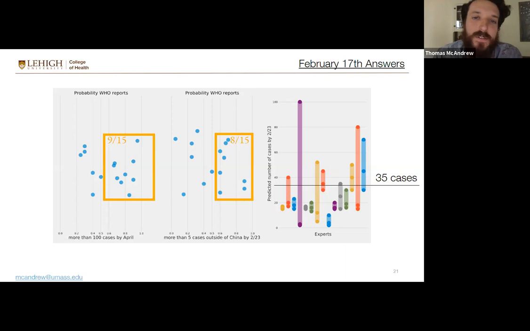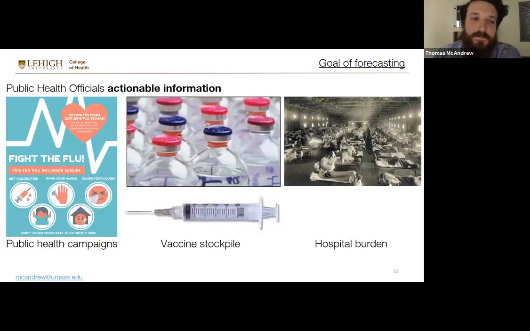Next slide, please. The goal of forecasting, at least for me, is to provide public health officials actionable information, information that we can give them to support decision-making, information they can use. Here are 3 examples of ways they can use our forecasts. The first one is public health campaigns. In this example, it's seasonal influenza. So they have this marketing campaign: fight the flu, get vaccinated, don't touch your face, wash your hands, cover your cough. This is one way that we can help.